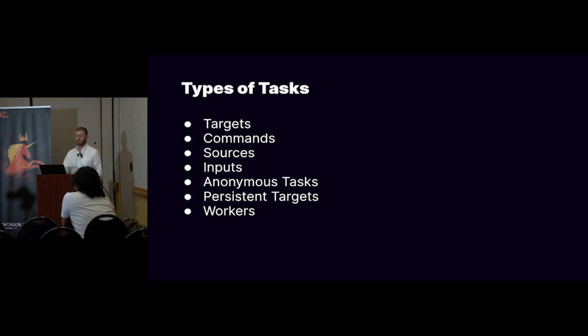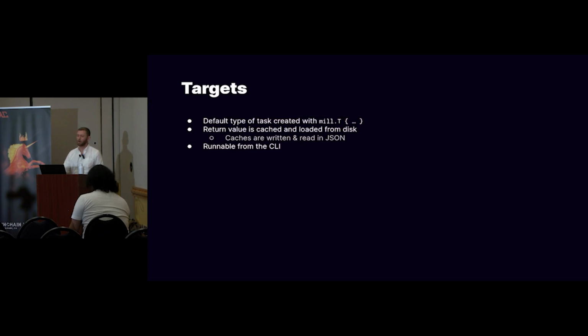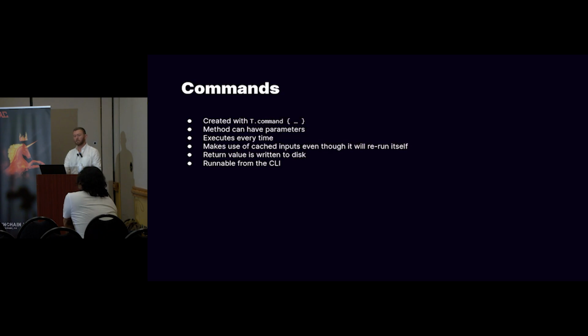There are 7 different types of tasks, and they all implement the task functionality differently. I'll run through them pretty quickly, but they deal with how things are cached, whether they have input parameters, and whether or not you can call them from the command line. So targets are the default type. The return value is cached to disk, and if the inputs haven't changed, then the target simply isn't re-executed. It'll just read the JSON off the disk to rebuild the Scala object and feed it to the downstream task that's using this task, and you can run it from the CLI.